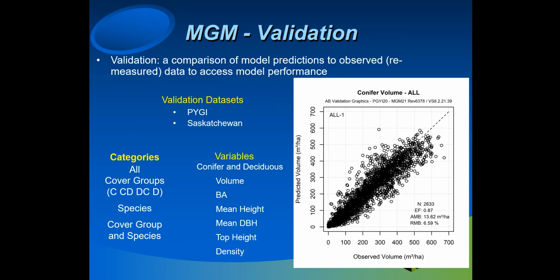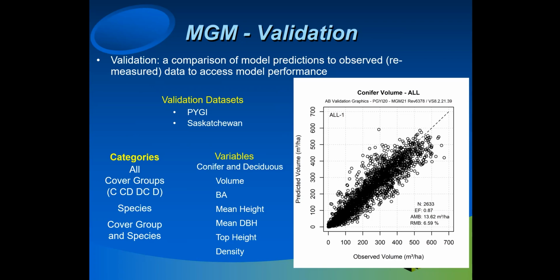In this case, this is coniferous volume, and it's all the plots. There are 2,600 plots. The average model bias is 13 cubic meters, and it's positive, which means that it's an underestimate. The relative model bias is about 6.5%, which basically says the model tends overall, over all conifer species, to underestimate by about 13 or 6.5%.